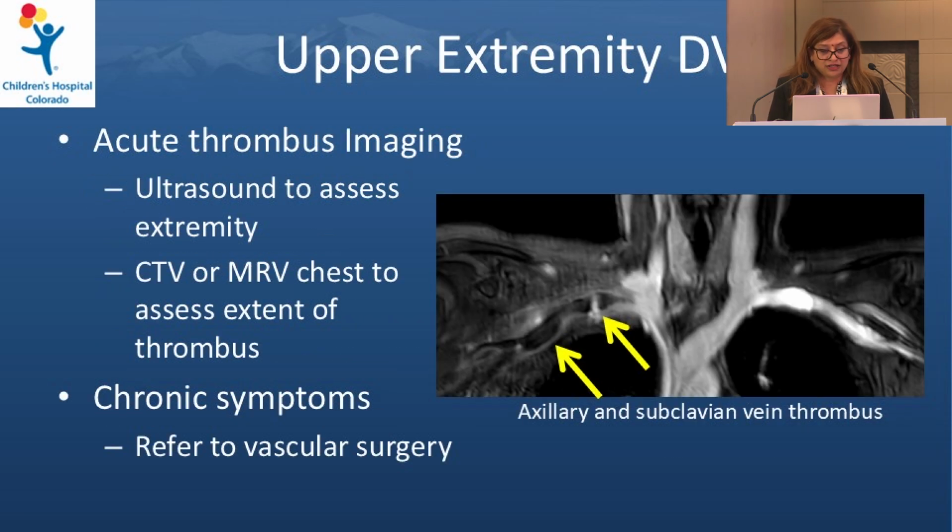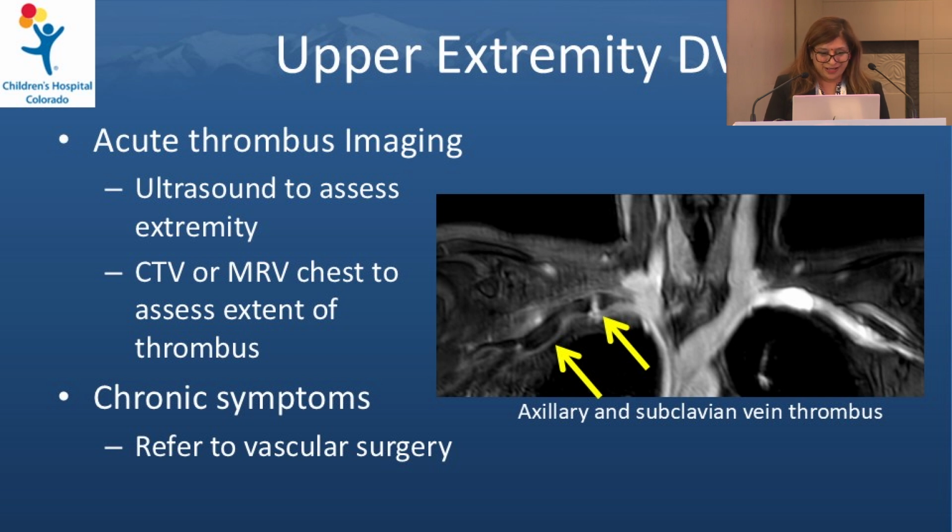Also, in the acute thrombus, for imaging, we will do an MR. If there's acute thrombus there, it doesn't make sense to do dynamic movements. Once you've cleared out the thrombus, then you can image the patient with arms up and arms down to see if you've enhanced that. We do get a CT via the MR via the chest to assess the extent of the thrombus. If there are chronic symptoms, again, we refer to vascular surgery.